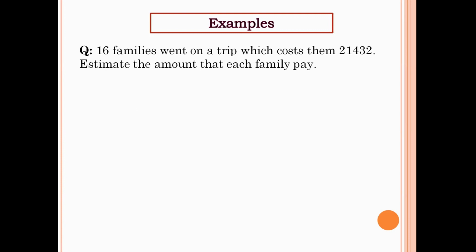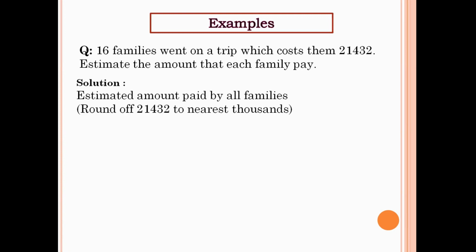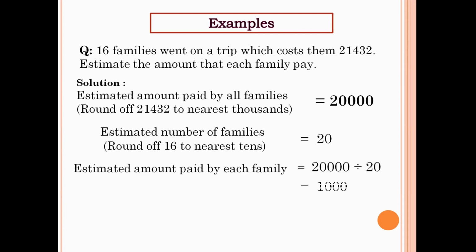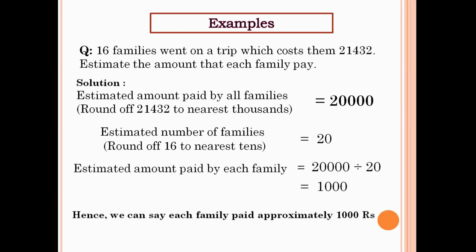So, 21,432, if you round it off to the nearest thousands, will be around 20,000. And there are 16 families. Let's round that off to tens. It will give you 20. So 20,000 divided among 20 families will give us 1,000. That means each family will have to pay approximately 1,000 rupees.